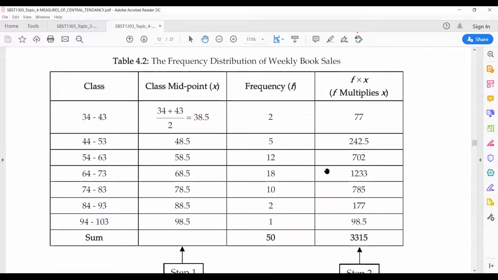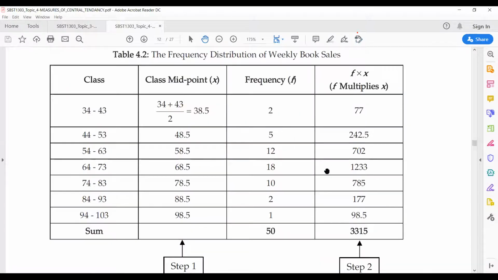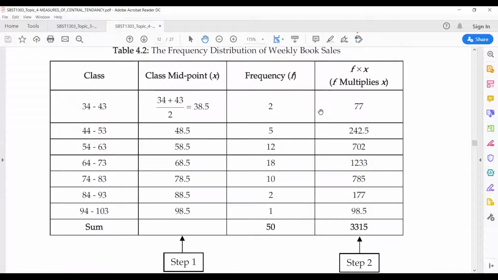Yeah, so we have grouped data, and you will always be given the class limits and then the frequency, okay? Like we said, the first thing you need to do is find the midpoint. This is the calculation of the midpoint, like I explained to you. You find the midpoint, that is 38.5. You find the midpoint here and do the same across.